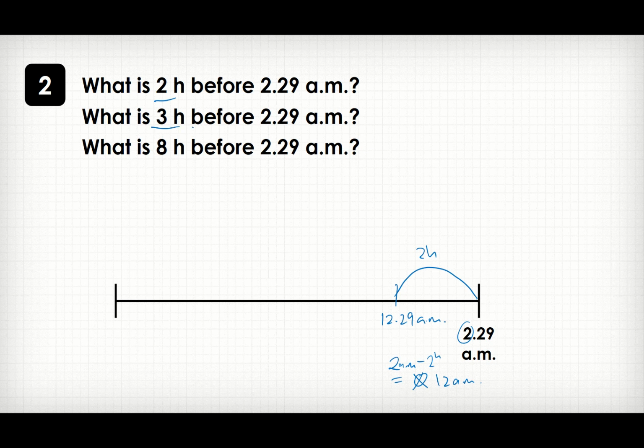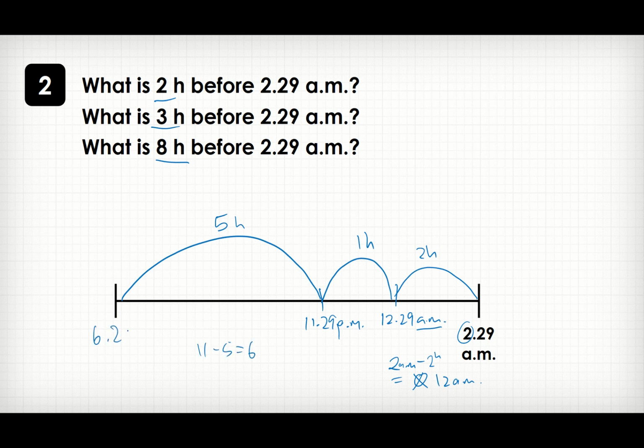Next, what is 3 hours before 2:29 a.m.? That is 1 hour more. So 12 minus 1 will be 11. That will be 11:29. I must change AM to PM. Then what is 8 hours before 2:29 a.m.? Now, 8 hours is 5 hours more. So I'm going to take 11 minus 5 equals 6. The answer is 6:29 p.m. Okay, do not write these workings down, but in your head you can use them.